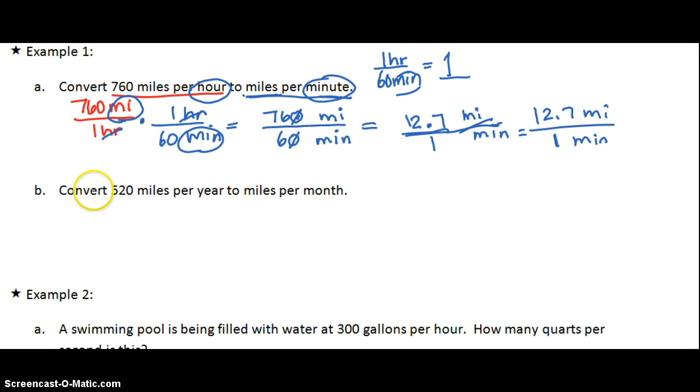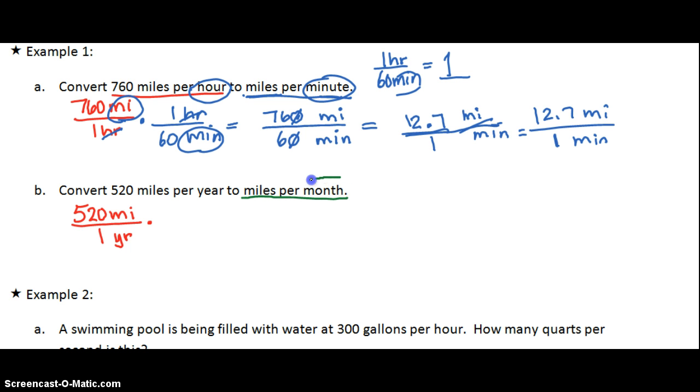Take just a second to see if you can set up B without me. Pause the video here and set up B. The first ratio is not hard. You are just reading: convert 520 miles per year. So I wrote 520 miles per year. But we're converting miles per year to miles per month.